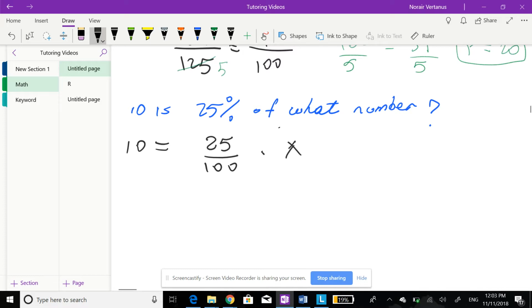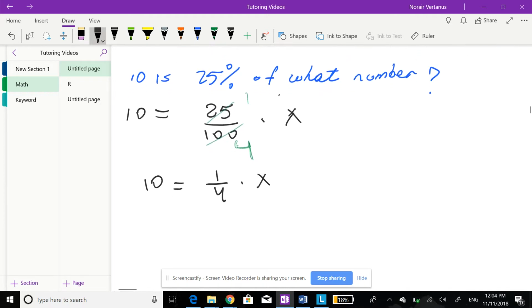Now you want to solve for x, get rid of 25 over 100. Let's simplify this again. Both of these can be divided by 25. If you cannot see that, just divide it slowly. Divide by 5 first, and then you will see there's another 5 inside. So 25 divided by 25 is 1, and 100 divided by 25 is 4. There are 4 25s in 100. So what's left is: 10 is 1/4 of x, basically.